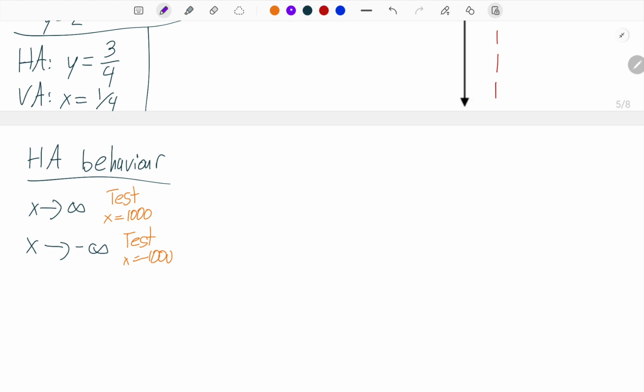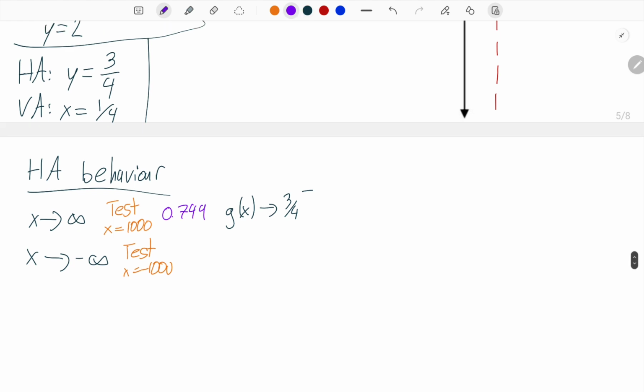So I'm just going to quickly do a calculation and then we'll see what happens. Okay, so for our first one, we get 0.749. So g of x is approaching from below. I'll write it as g of x approaches 3/4, but slightly smaller, so take away something from 3/4, so the negative sign. Let's try the next one out. And for the next one, we get 0.751, so a little bit bigger. So g of x approaches 3/4 from above, so a positive.